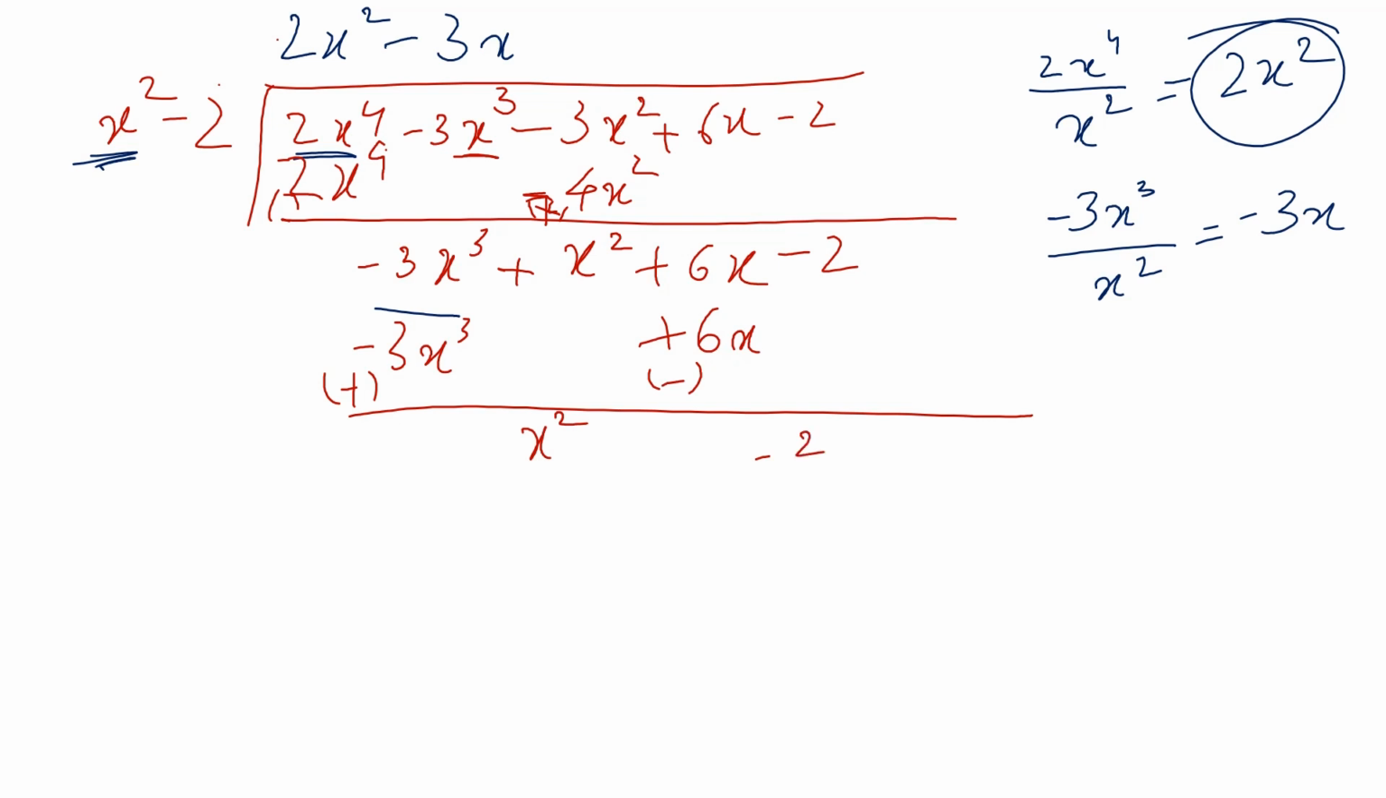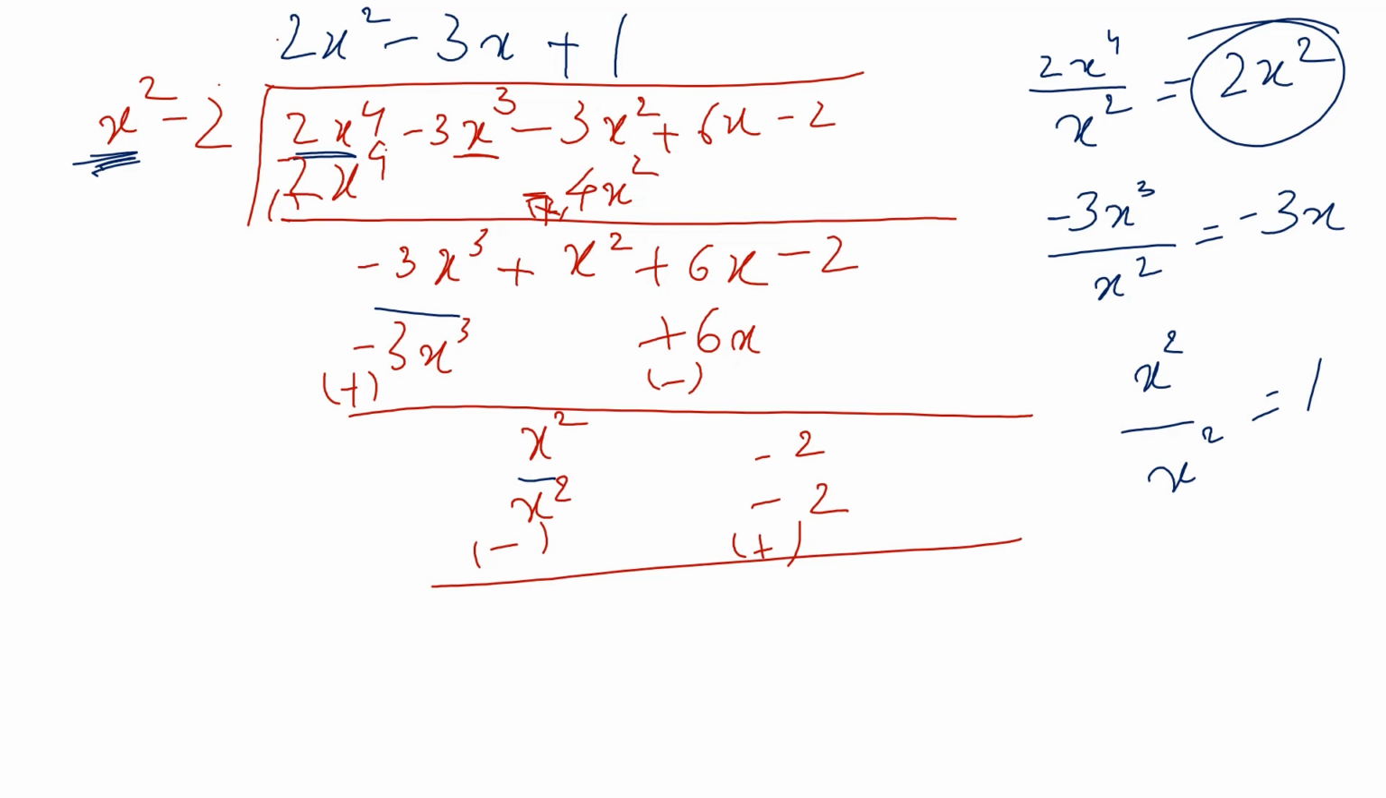Now again, one more time we'll have to take the highest power of x in the new dividend and x^2 in the divisor, and divide them both. What you'll get is 1. That is the next term of the quotient. So plus 1 into x^2 gives us x^2, and minus 2 into plus 1 is minus 2. So here it becomes plus, here it becomes minus, 0. And we got the remainder as 0.